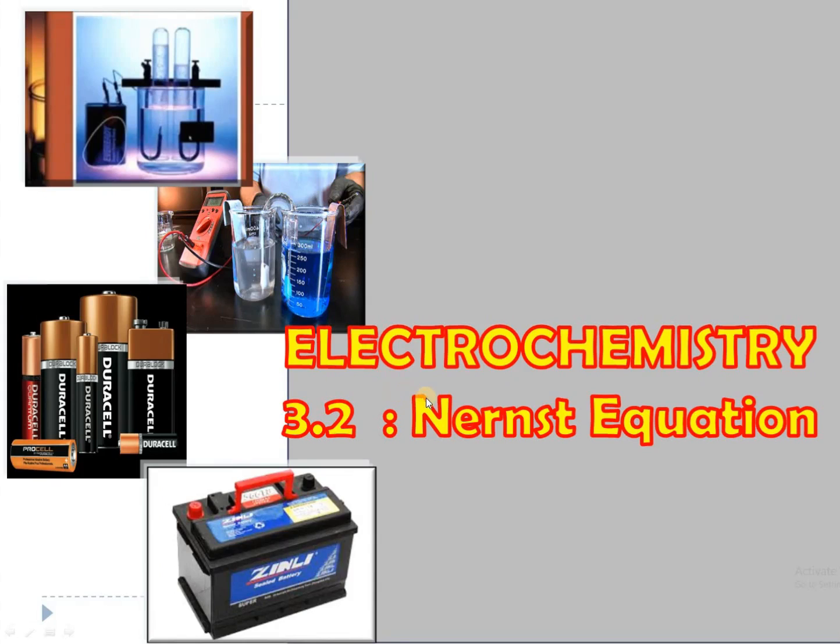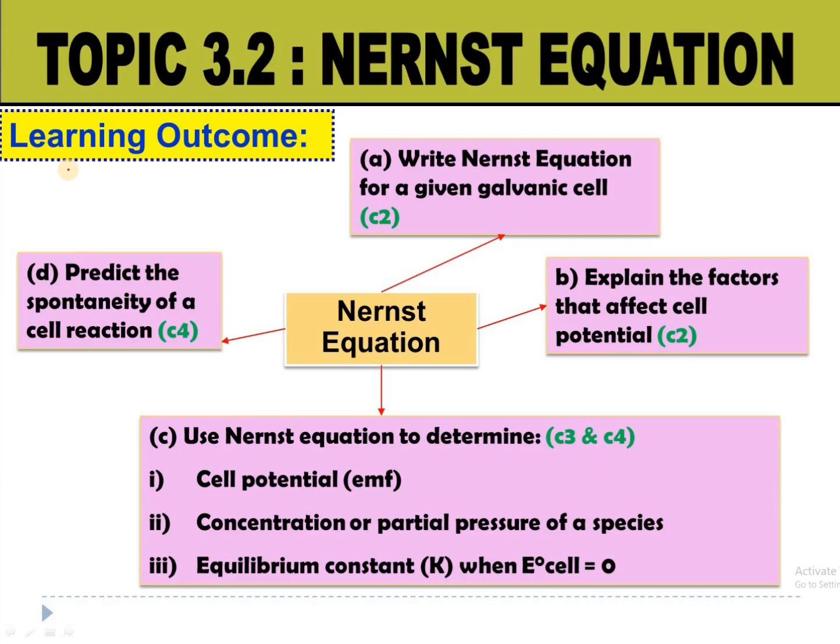Now we proceed to the second subtopic in electrochemistry, 3.2, about the Nernst equation. This is the learning outcome for subtopic 3.2, Nernst equation. In this video, students should be able to: A, write the Nernst equation for a given galvanic cell, and B, explain the factors that affect cell potential.